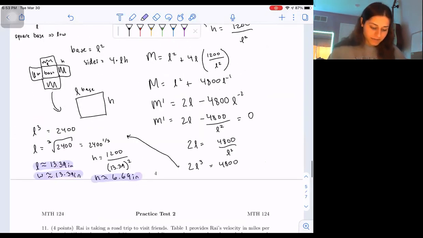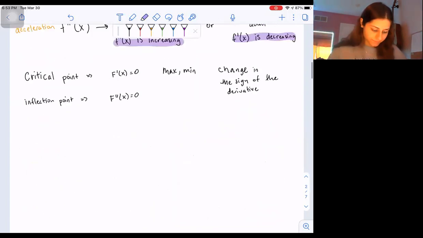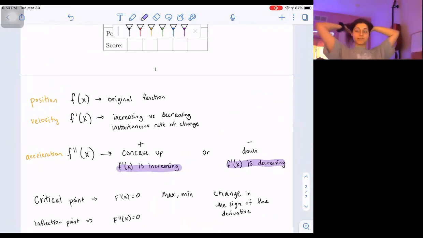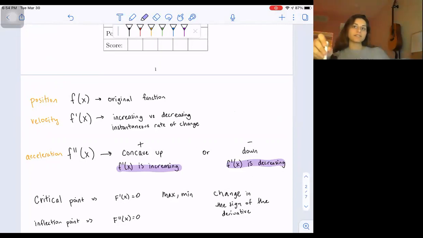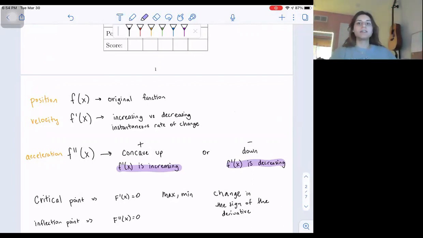Okay, so let's go back to some of my notes. When we're looking at a position function, f of x is the original function. That gives us position, distance traveled. This is the very, very basics of physics, calc-based physics. The original function gives us position. The first derivative function gives us velocity. How fast are we moving in that position? How many feet am I traveling per minute? Units can vary, but velocity is how far we're going in a unit of time.